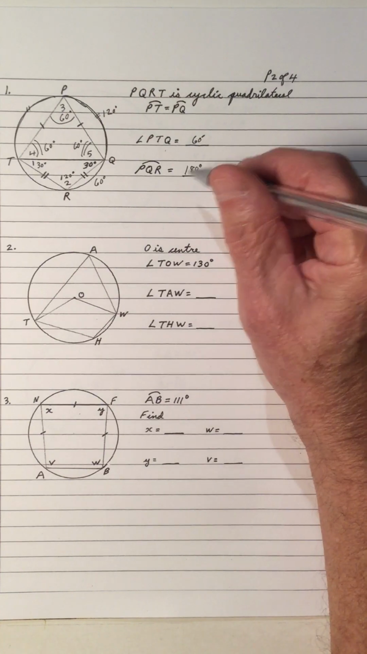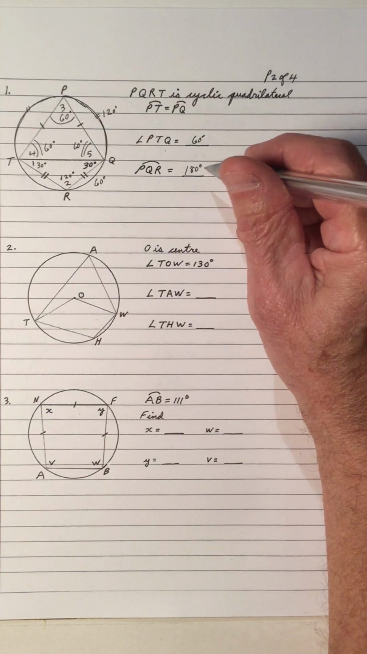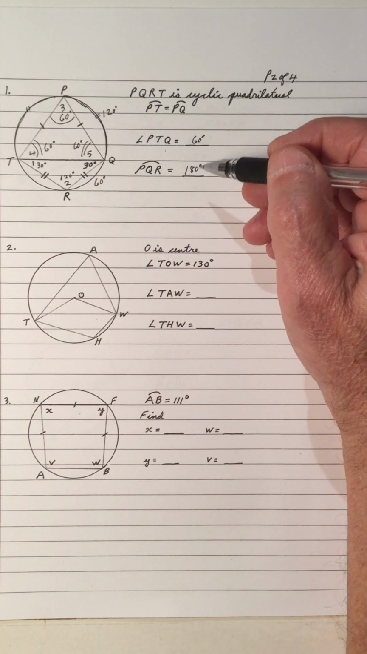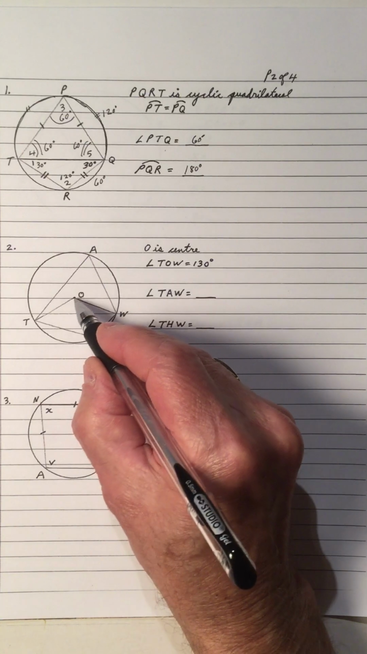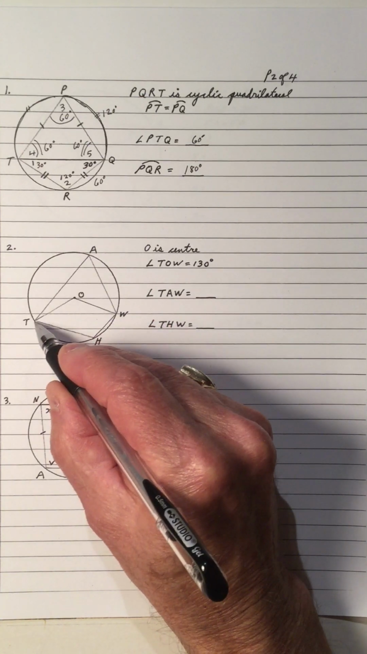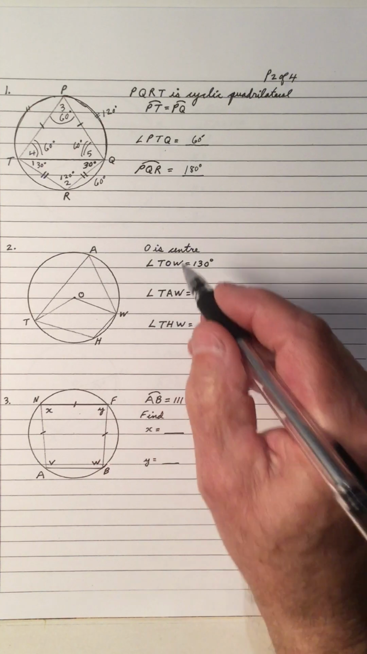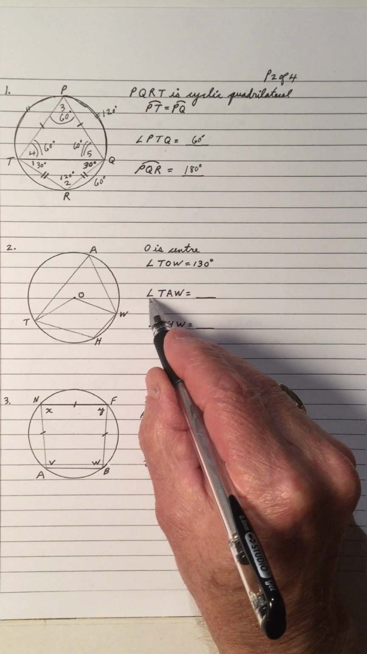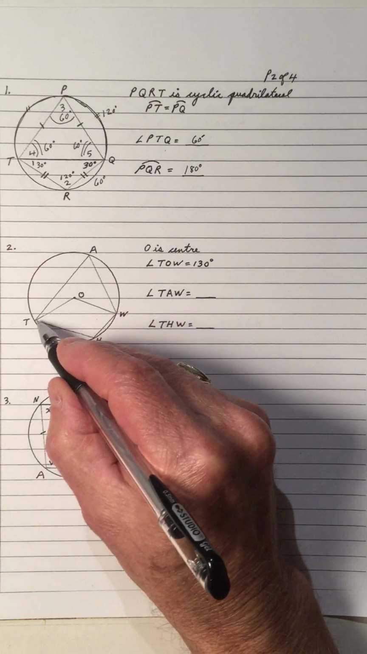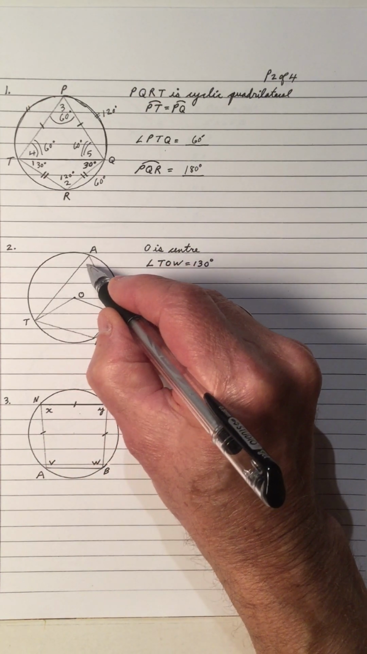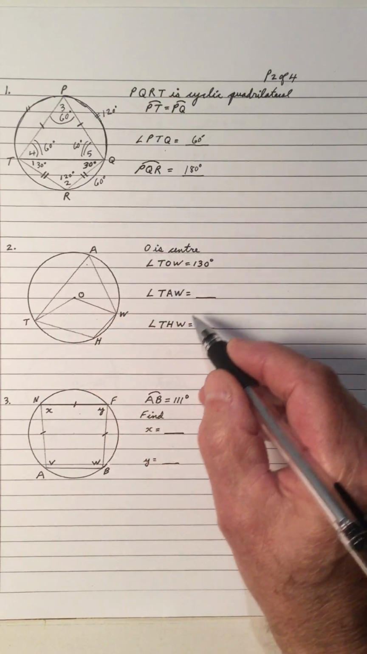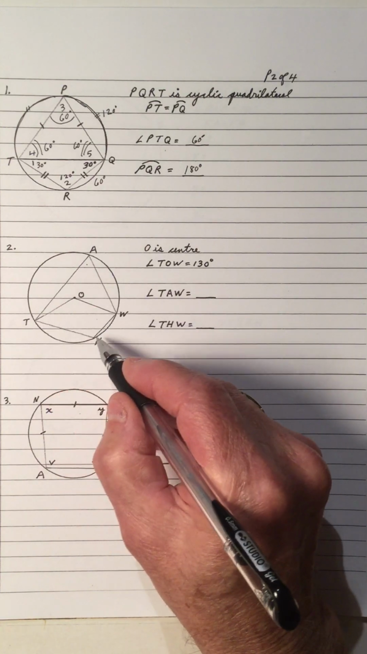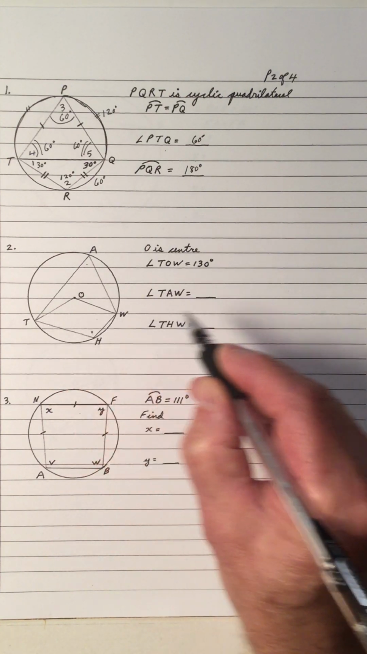So always using the properties of the circles along with the geometry, triangles, etc. Let's do number 2. O is the center of the circle. That means OT, OW are radii. The angle TOW is 130. So we want to find the angle TAW. So we want to find this one here. And we want to find the angle THW. So we want to find this one also.